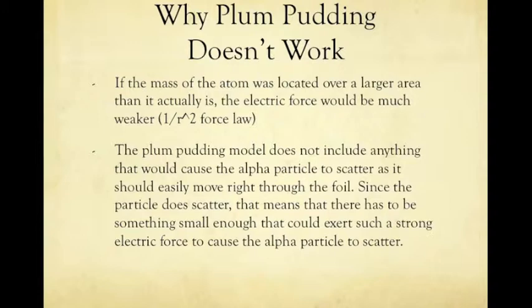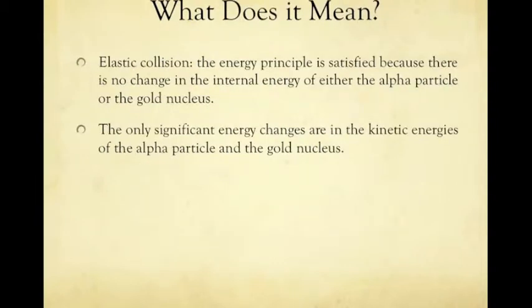The plum pudding model doesn't work because if the nucleus's mass was over a larger area than it actually is, by the 1 over r squared law, the force should be much weaker, and the alpha particle should pass right on through, but it actually scatters. The collision is elastic because there's no change in the internal energies of the particles. The only significant changes we see are in the kinetic energies of the particles, as seen from the plot.